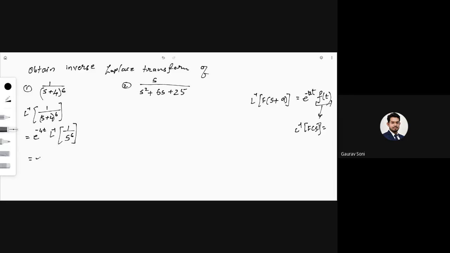Any problem with this step? Laplace inverse of 1 upon s raised to 6 is t raised to 6 minus 1, that is 5, upon gamma of 6. So the answer is t raised to 5 e to the power minus 4t divided by 5 factorial. So 5 factorial is 12 and 10, 120. Is there any problem?